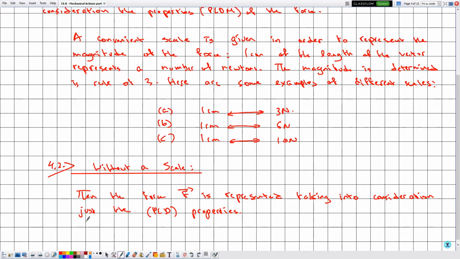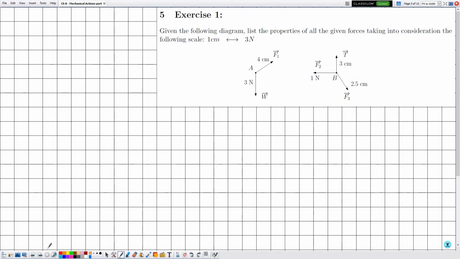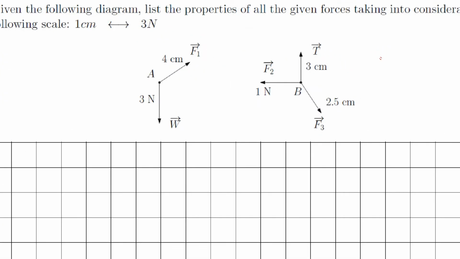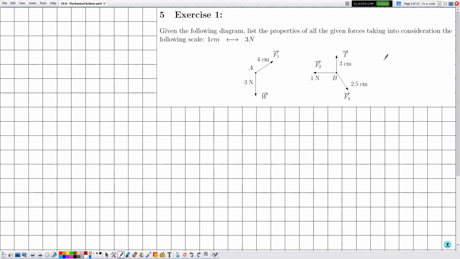And now let's solve the following exercises as a direct application on what we have explained so far. In exercise number 1, they are telling me, given the force, the following diagram, list the properties of all the given forces, take into consideration the following scale. So we have 1, 2, 3, 4, 5 forces that we are interested in listing their properties. Let me start by the weight W. And we are interested in listing its properties that are given by the building.